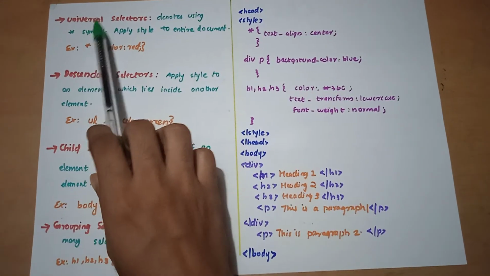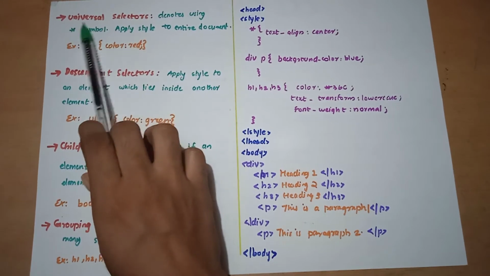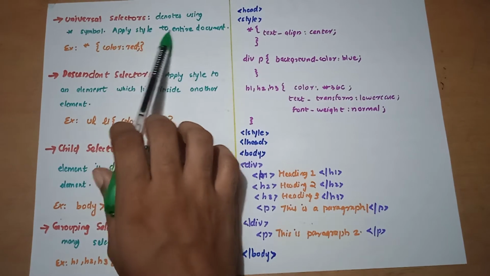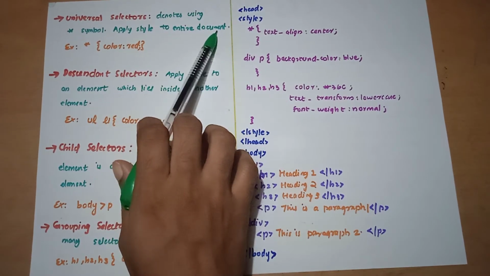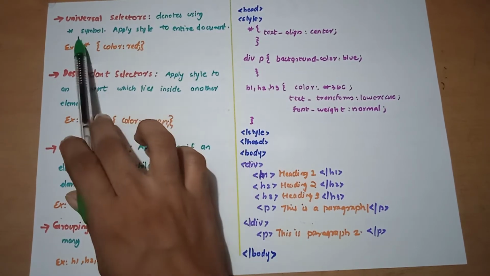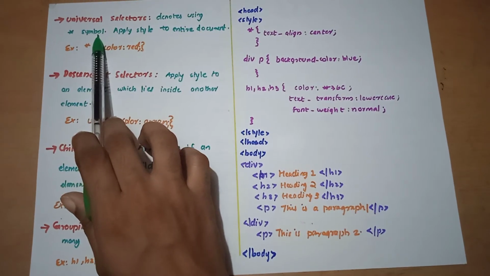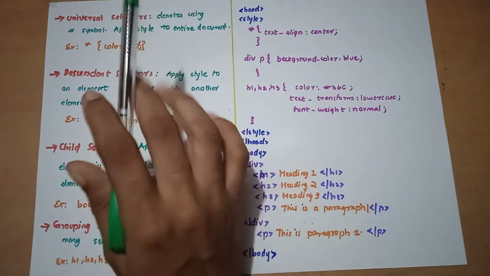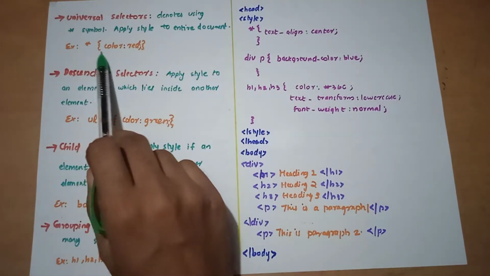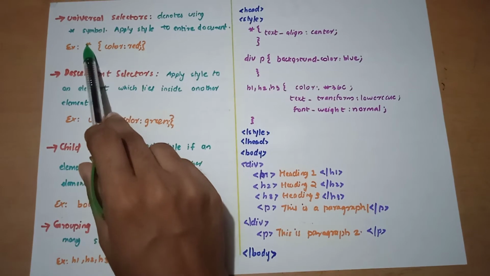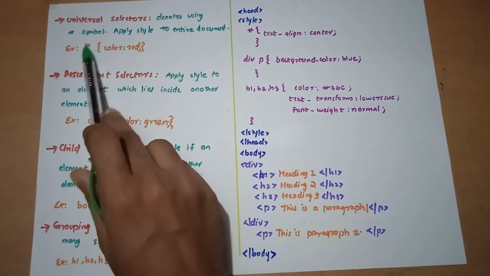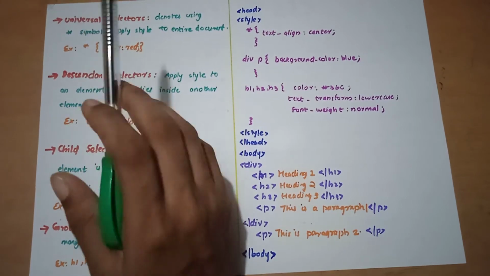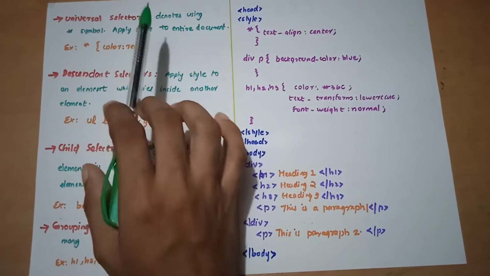So the first one is the universal selector. As the name suggests, these styles will be applied to the entire document. That is normally denoted using a star symbol. So the universal selector is normally used to apply the styles to the entire document. This is how it is normally defined: just write the star symbol and then you can add whatever different styles you want to your page.